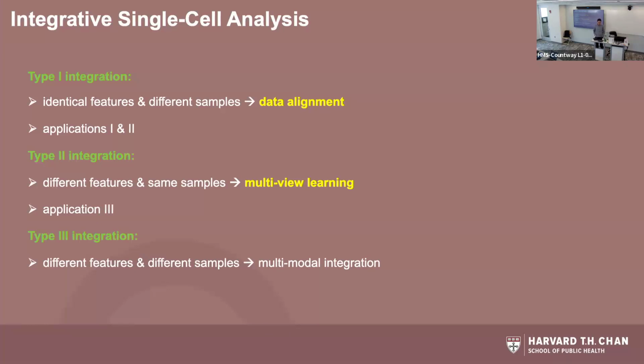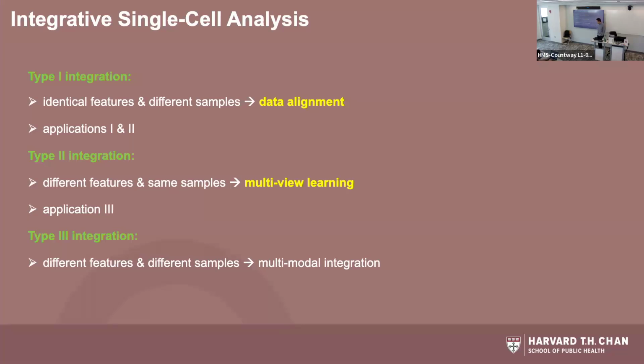The second type of integration basically covers the third application, the multi-omic analysis with paired measurement. In that case, it's about the same samples but different kinds of features. And in this case, it's more or less known in the machine learning literature as multi-view learning, where we have different views of the same object, and the question is how to integrate the information from different views.